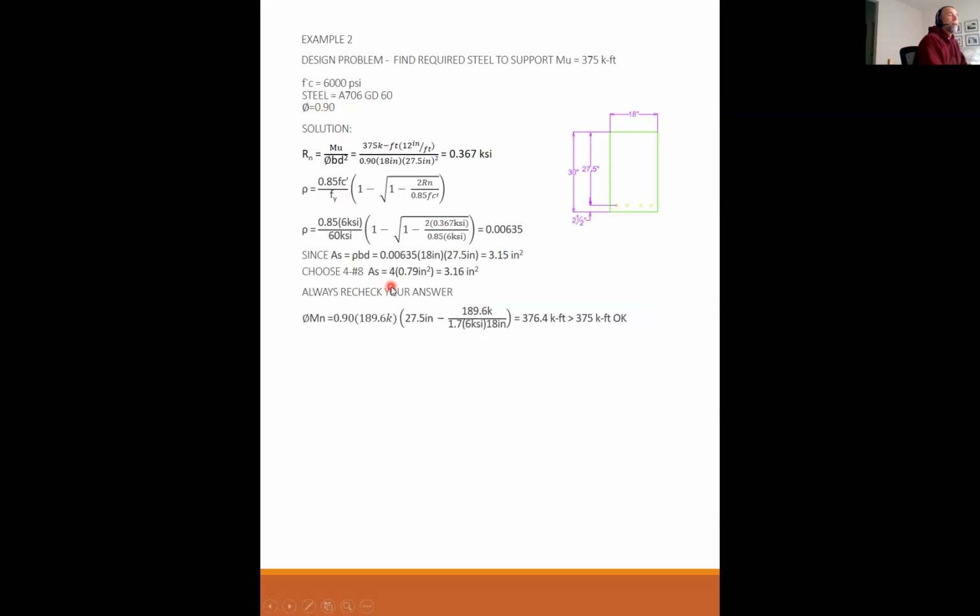I could have used 5 number 7s. I could have used 6 number 7s, so 6 times 0.60 is 3.6 inches squared. That would have worked. I could not have used 3 number 9s, but I could have used 3 number 10s. 3 times 1.27 would have worked as well. So you have choices. You could have used 6 number 7s, 4 number 8s, or 3 number 10s. Any one of those 3 answers would have been equally acceptable because each one of them would have given you a strength greater than what you needed.